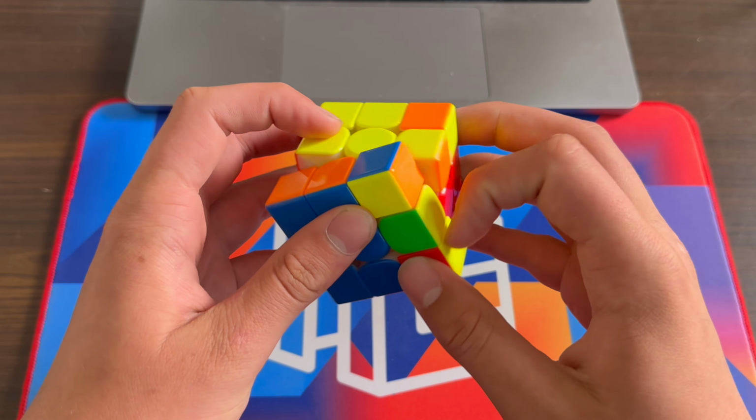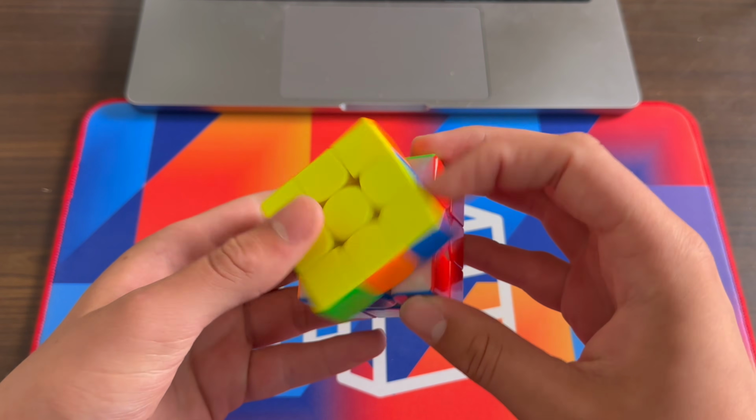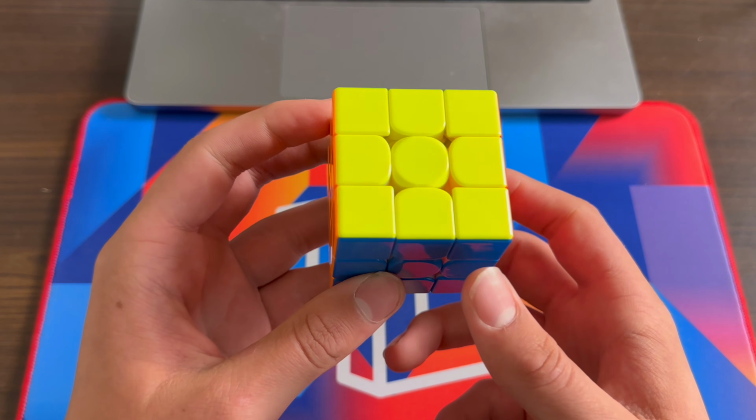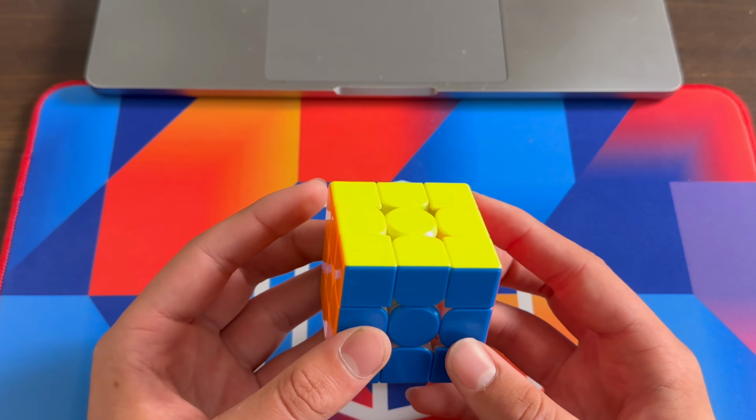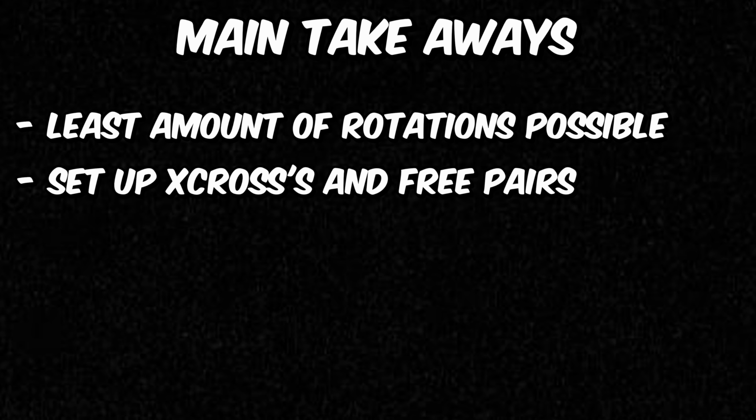If he ended up just doing the normal OLL alg, he would have gotten an E perm, which would have been a terrible last layer, and that would not have been a sub 4. Yes, these solves were super insightful from Yiheng, and I'm happy I was able to show them to you. I feel like the main consensus from these solves is you want to rotate as little as possible, try and set up X crosses and free pairs and stuff, and of course, have really fast turning.